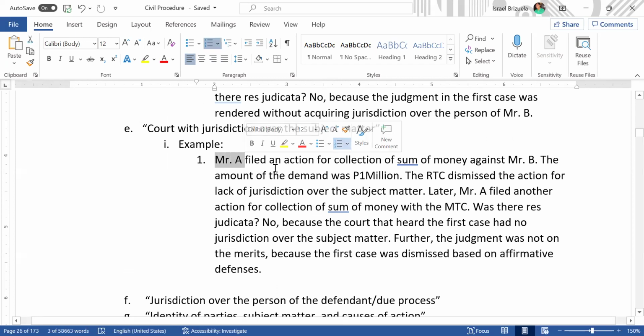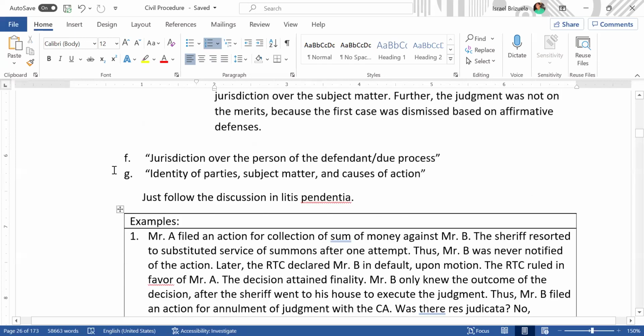Mr. A filed an action for collection of sum of money against Mr. B. The amount of the demand was 1 million. The RTC dismissed the action for lack of jurisdiction over the subject matter. Later, Mr. A filed another action for collection of sum of money with the MTC. Was there res judicata? No, because the court that heard the first case had no jurisdiction over the subject matter. Further, the judgment was not on the merits because the first case was dismissed based on affirmative defenses.